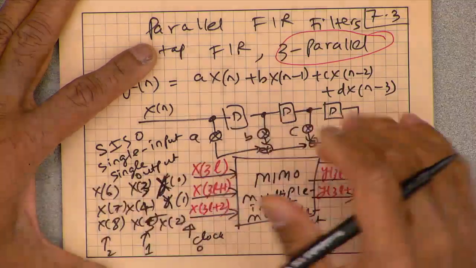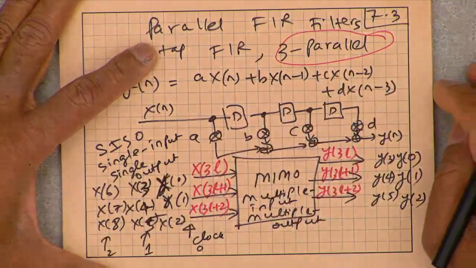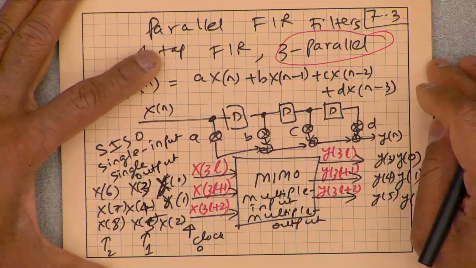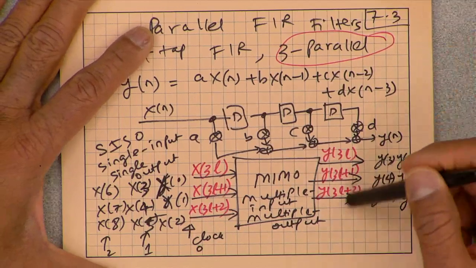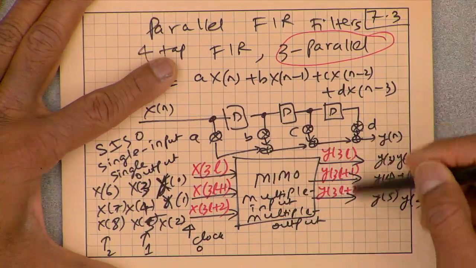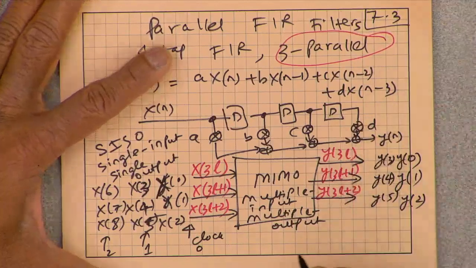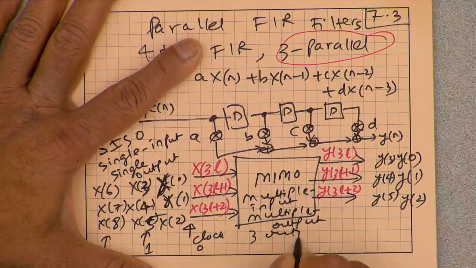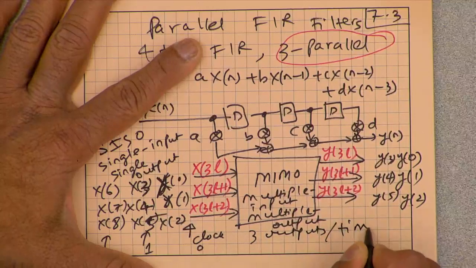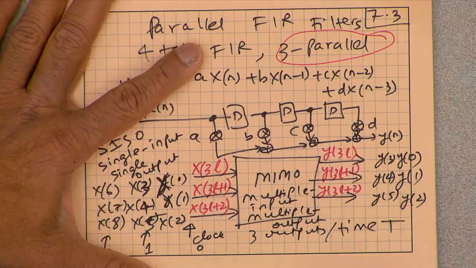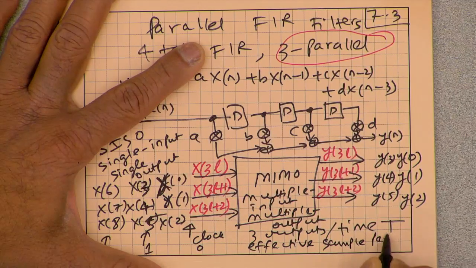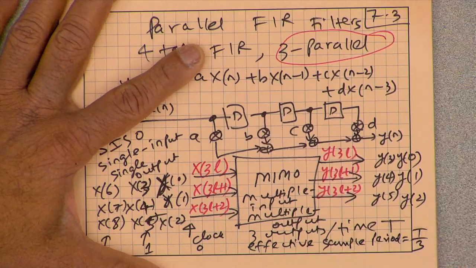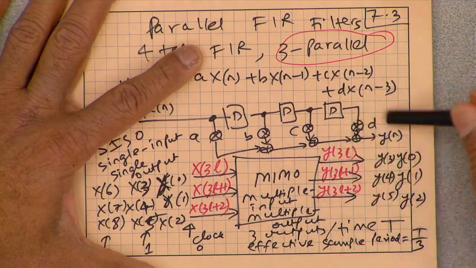So here I'm just skipping that part for now, but effectively it's sufficient to think that we can effectively increase the sampling rate. Essentially, if I compute 3 outputs per time t, so think about the clock cycle as t, then the effective sample period is t by 3. So in time t, I can compute 3 outputs.